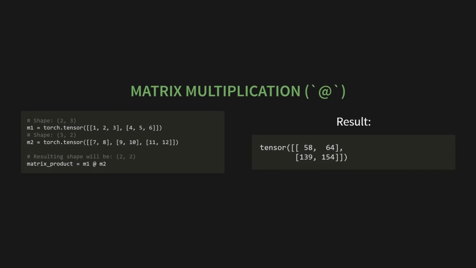We have M1, which is a tensor with a shape of 2 by 3, and we have M2, a tensor with a shape of 3 by 2. See how the inner dimensions match? 3 columns in the first, 3 rows in the second. Perfect. So when we calculate matrix product equals M1 @ symbol M2, the resulting shape will be the outer dimensions, a 2 by 2 tensor. And the result is a tensor with values 58, 64, 139, and 154.